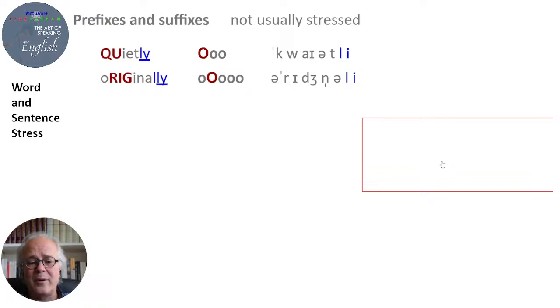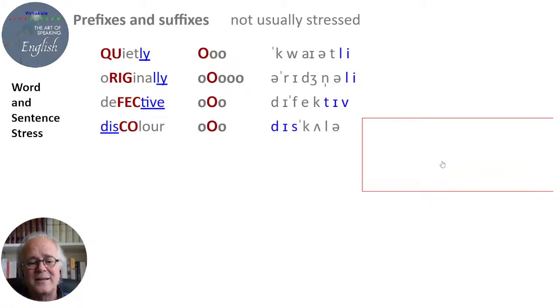Okay, we have the schwa before the last syllable, and we have the last syllable with a short I sound, originally. Words like defective. You see that tiv, the last syllable, is not stressed. It's a suffix, tiv. Discolor. The second syllable is stressed, color, so discolor.